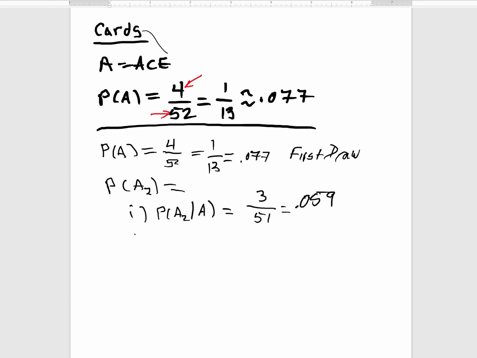Or I have this: the probability of getting an ace the second time, given that I did not get an ace the first time, A prime. What is that? Well, now there's 4 aces still left in the deck, but whatever card I took out, there's not 52 anymore, there's only 51, so it's going to be slightly higher. So what is 4 divided by 51? It is approximately 0.078.